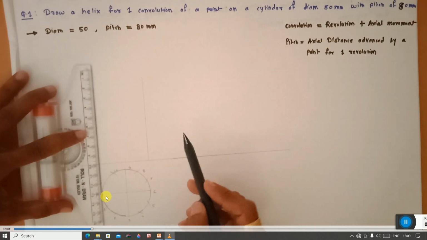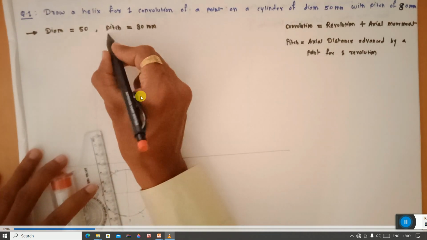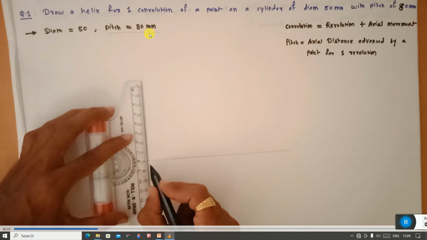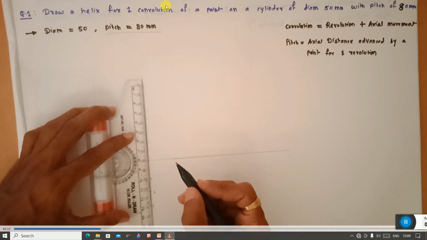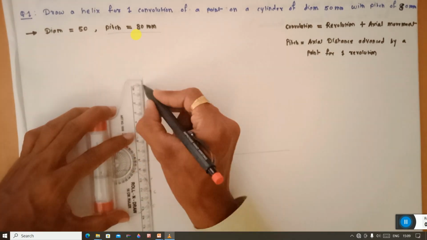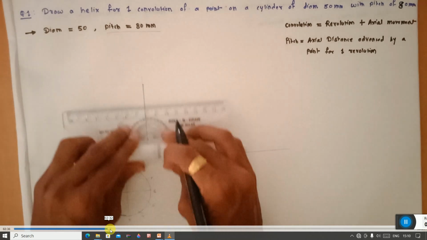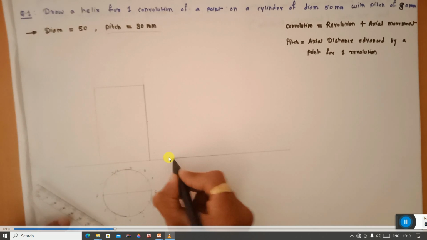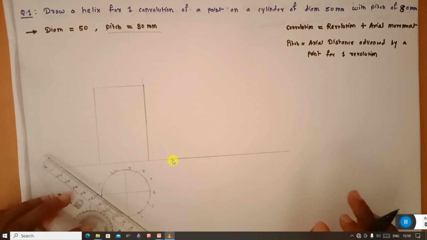Now take the projection and complete the front view, which is a rectangle for the cylinder, and take the height of the cylinder equal to 80 mm. So the pitch given is nothing but the height of the cylinder. Now complete the rectangle in the front view. Now select one point on this horizontal line. You can select at 1 or 2 centimeter.